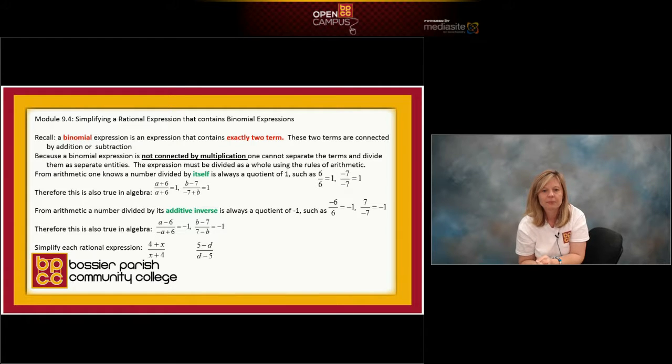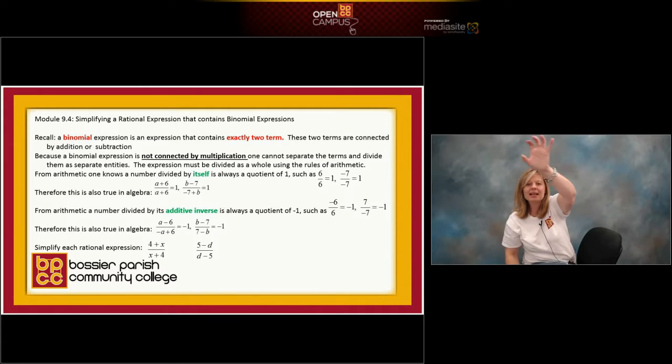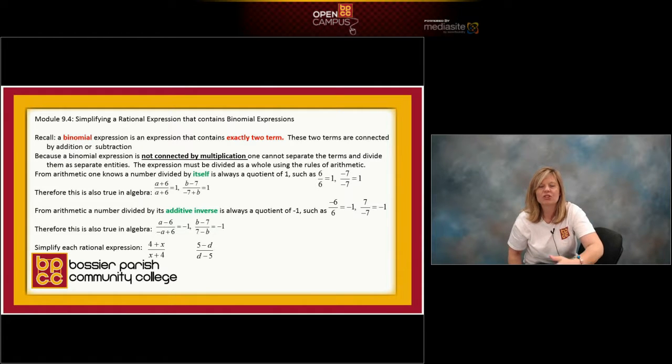Let's look closely. A in the numerator is positive. A in the denominator is negative. Those are additive inverses. 6 in the numerator is negative. 6 in the denominator is positive. Those terms are additive inverses. Therefore, A minus 6, the numerator, and negative A plus 6, the denominator, are truly additive inverses. They're opposites of each other. And when we divide opposites, our quotient is always going to be negative 1.